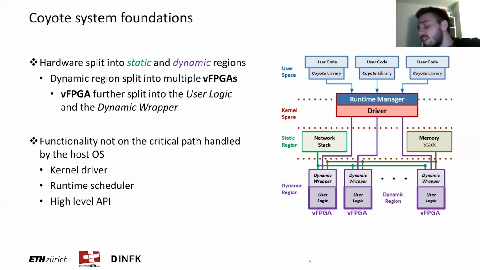Now, one feature of Coyote is that each vFPGA is further split into the untrusted user logic, which is a partial bitstream of an arbitrary user application written in any of the common RTL or HLS languages, and then the dynamic wrapper, which holds the virtual context of the vFPGA and importantly provides the interfaces to the rest of the system. Coyote also implements much of the functionality which is not on the critical path in software. The software consists of the Linux kernel driver, which handles most of the management, so memory allocation, control plane, servicing of the page faults, and so on. The runtime scheduler, which schedules the submitted user tasks. And then finally, the high-level API, which is exposed to the end users and which allows the interaction with the system.